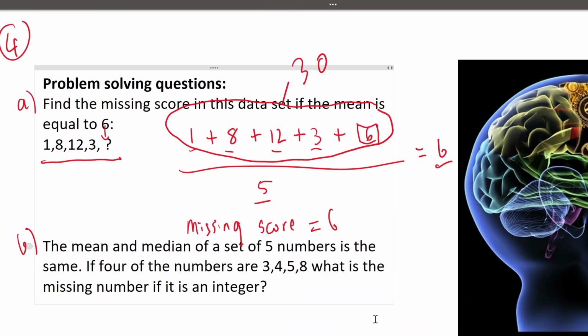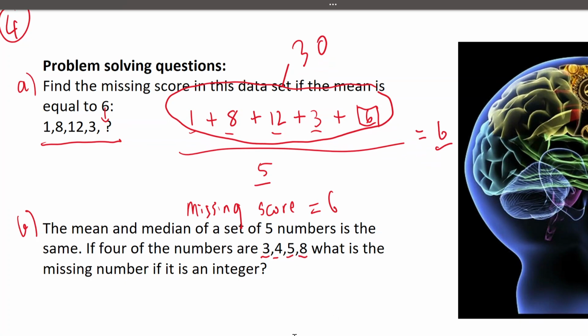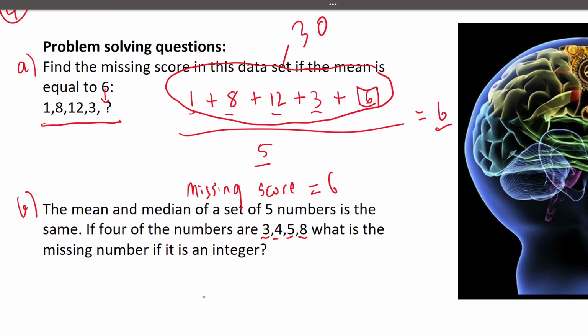In question B, the mean and median of a set of 5 numbers is the same. We don't know what the mean and median are, we just know that they're equal to one another. If 4 of the numbers are listed here, 3, 4, 5, and 8, what is the missing number? Okay, so we know that if we've got these scores, 3, 4, 5, and 8, and the 5th score is an integer, and it can be anywhere. It can be like here, or it could be in between the 3 and the 4, or between the 4 and the 5, etc.